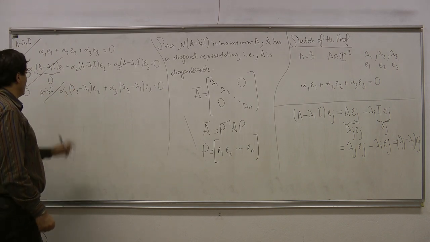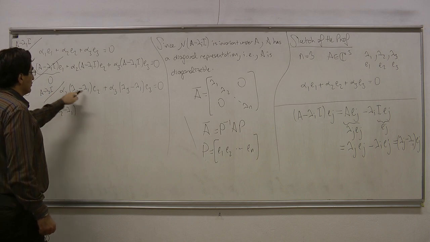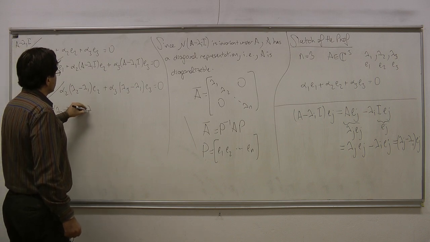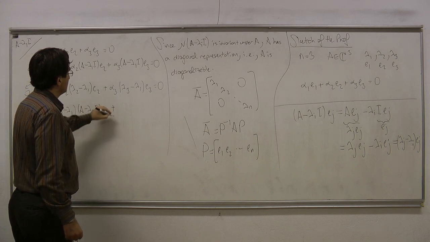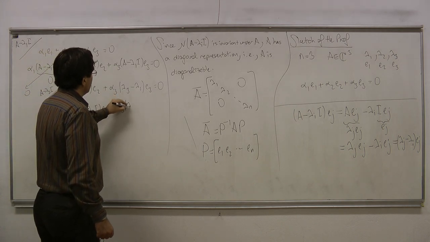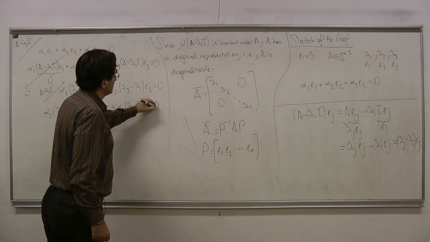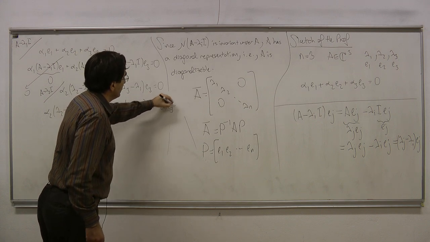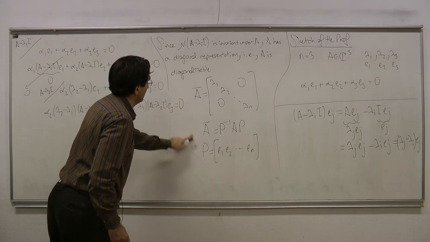I can easily do that. So let us do this. Alpha 2, lambda 2 minus lambda 1. These are just scalars. I can take them into the front. So A minus lambda 2 identity, and I would have E2 here, plus alpha 3, lambda 3 minus lambda 1, and I have A minus lambda 2 identity, and I would here put E3, and I have this matrix times 0, which is just 0.